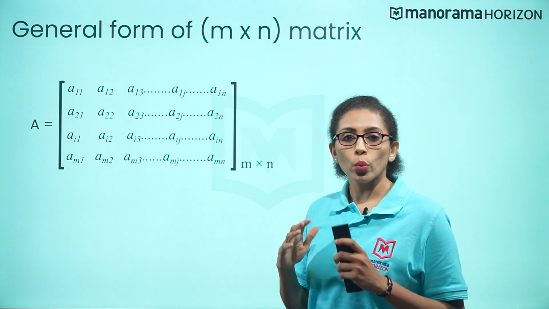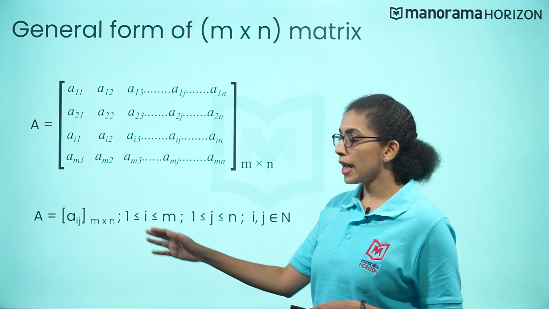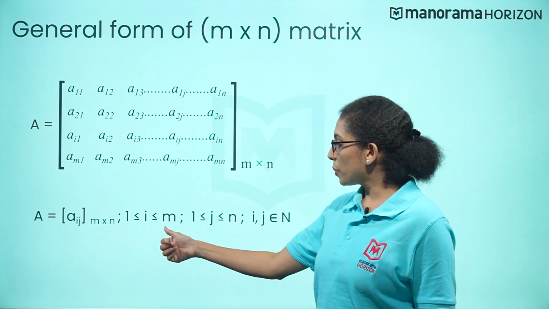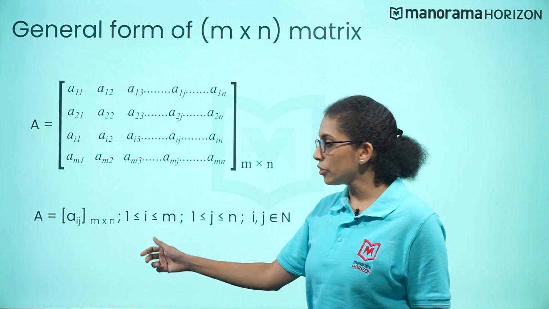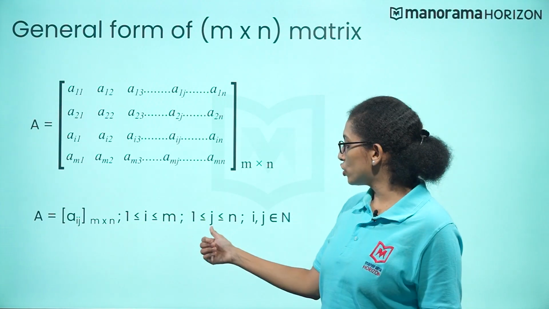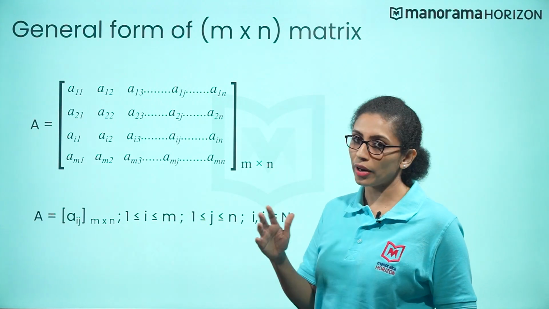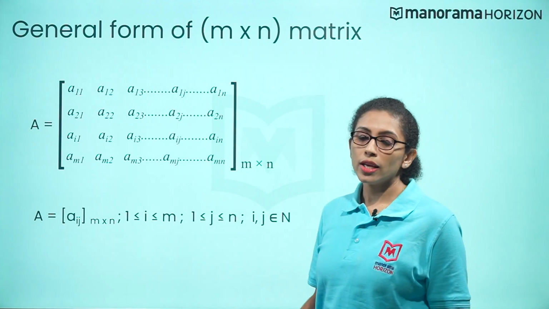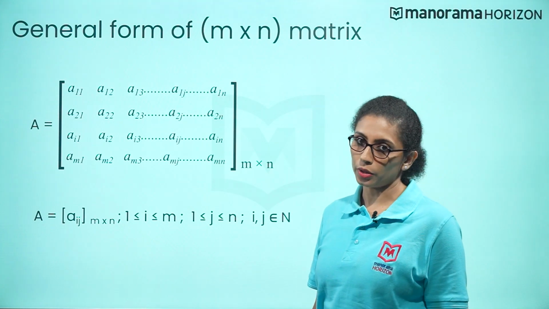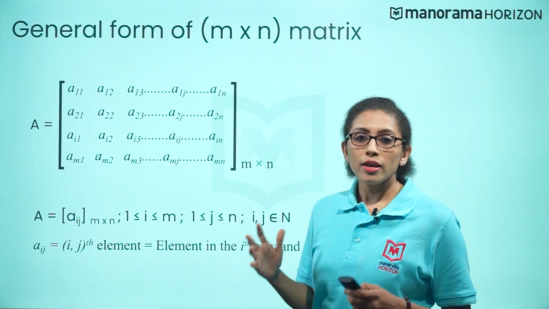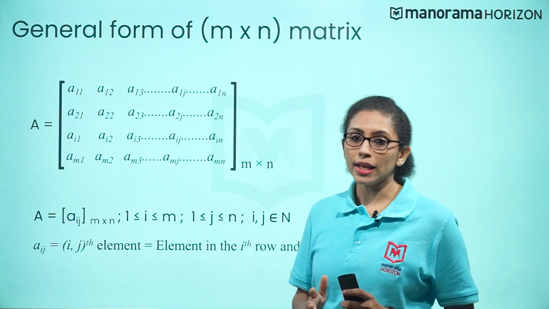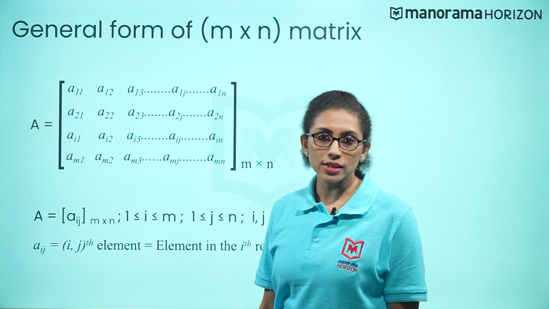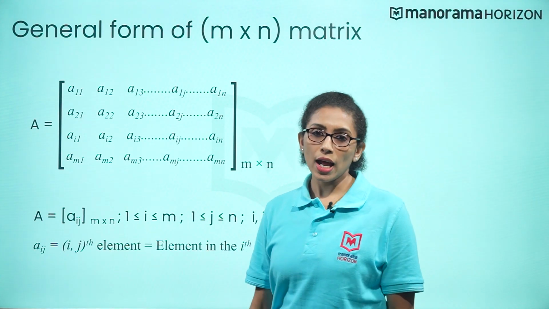So, we can write it in short as A is equal to [Aij] m by n, where i represents the rows, ranging from 1 to m, and j represents the columns, and it ranges from 1 to n. Here both i and j are elements of the natural numbers, right? Aij represents the element lying in the ith row and jth column. That is, Aij is equal to the i, jth element.